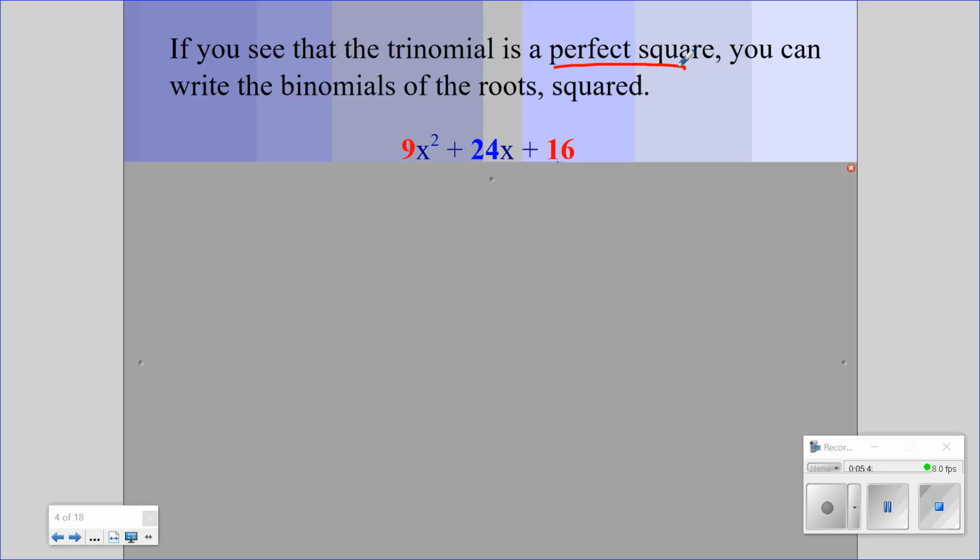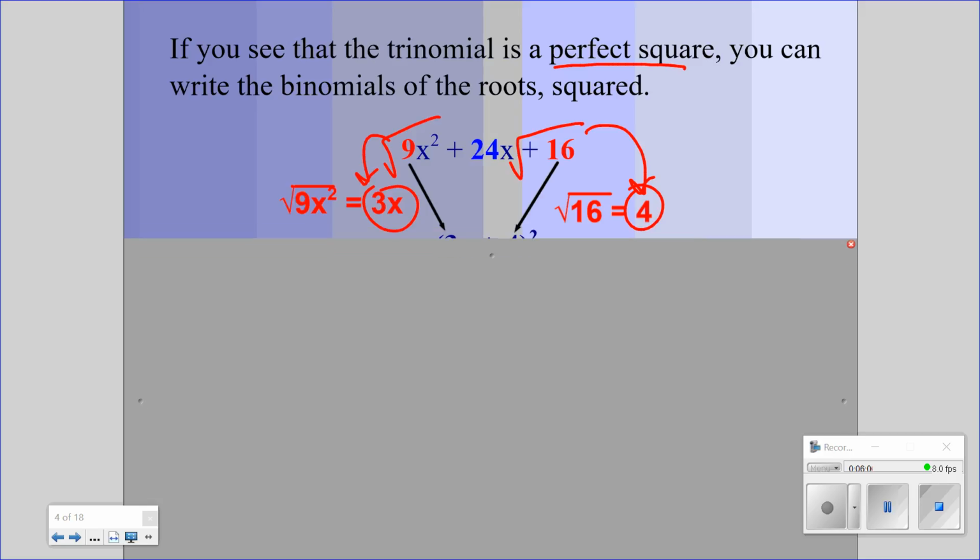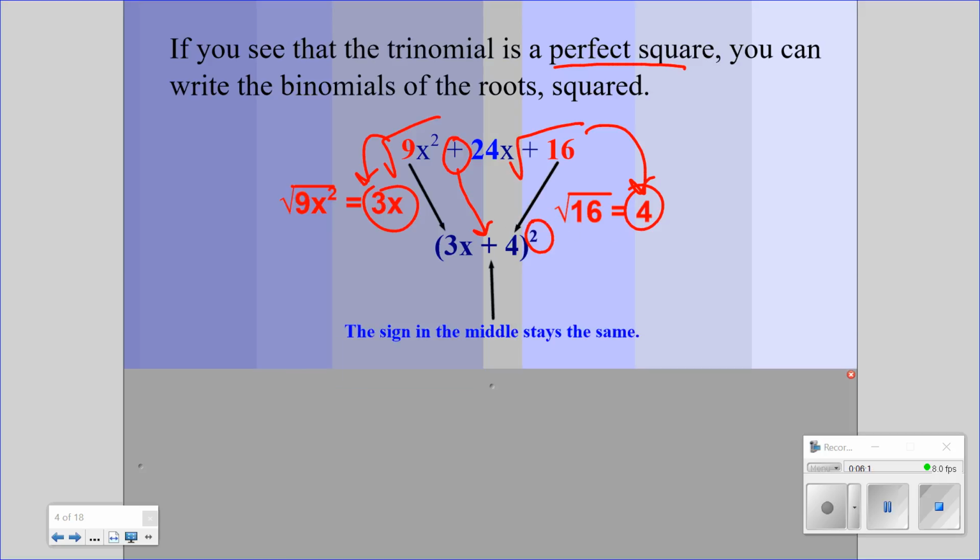So it's a very quick factor. All you have to do is take the square roots of your ends. So we get the square root of 9x squared to be 3x, the square root of 16 to be 4. And all you do is put 3x and 4 in a binomial. And whatever the middle term sign is, you bring it down and put that in between the square roots of your ends and square your binomial.